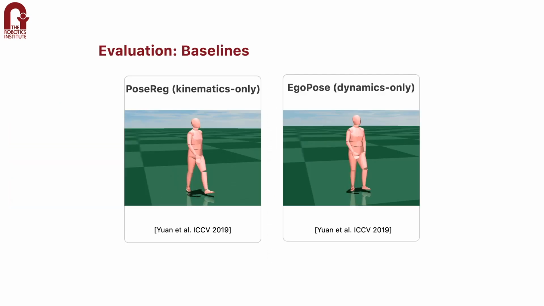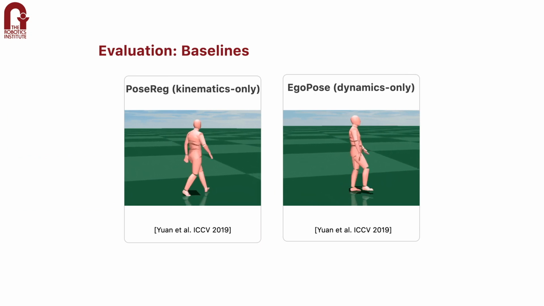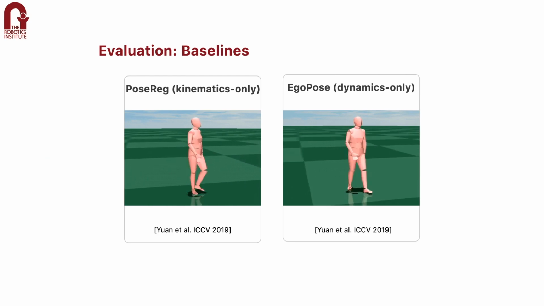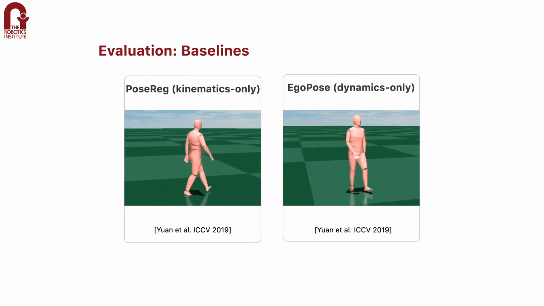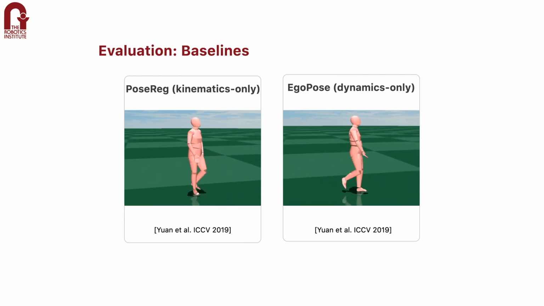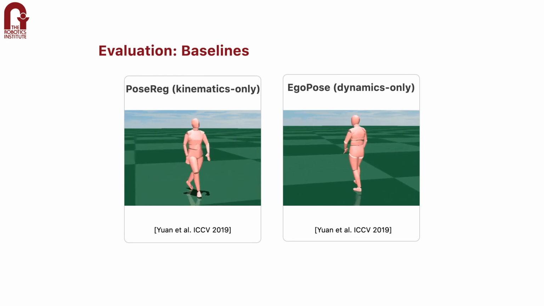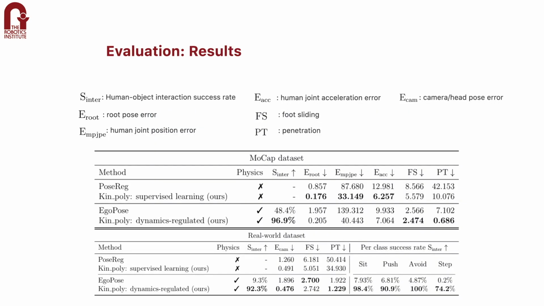And to compare, we use 2 state-of-the-art methods, one kinematics and another dynamics. We used the official implementation of both of these methods and then normalized the input such that every model is using the same set of input for a fair comparison. Quantitatively, our model outperformed the baseline with a wide margin on both the real-world and mocap dataset. Especially on the challenging real-world dataset, our method has a much higher human-object interaction success rate, which is the most important metric.